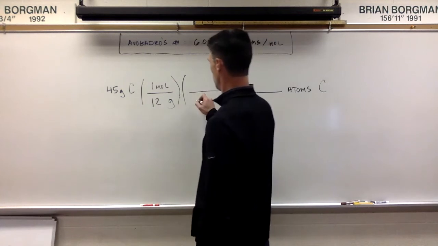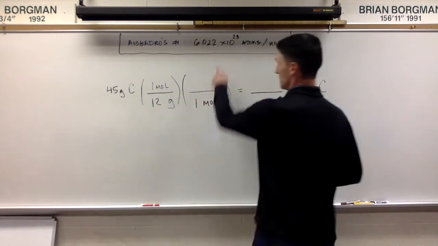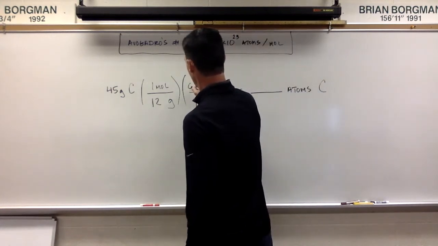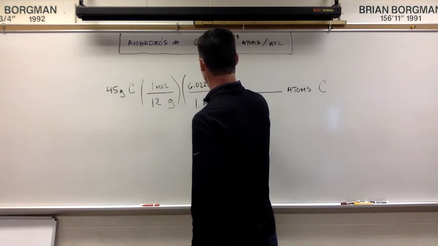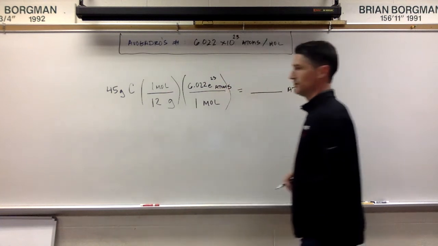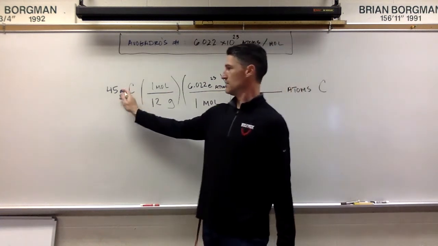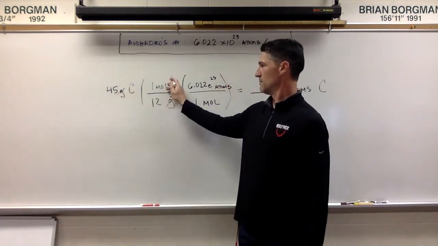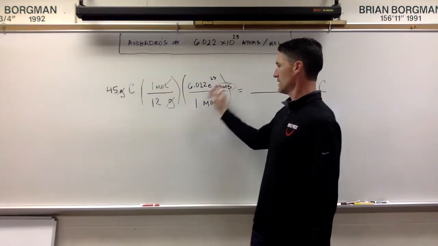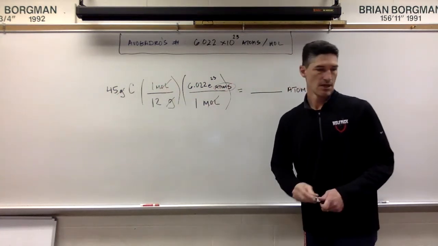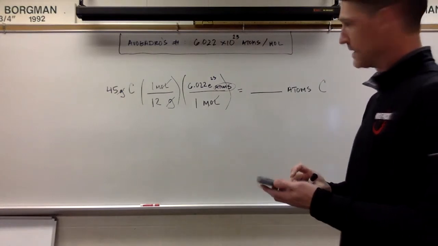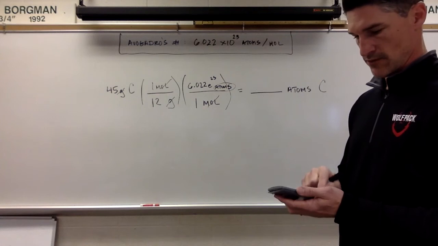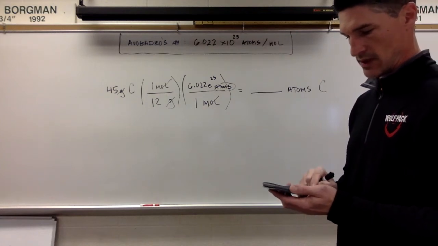So I also know that in 1 mole of anything, we have 6.022 times 10 to the 23rd atoms of the stuff. Okay, so that means grams is going to cancel grams, moles is going to cancel moles. The only thing left I have is atoms. So grab your handy dandy calculator, right? And you start plugging and chugging. So you go 45 divided by 12.